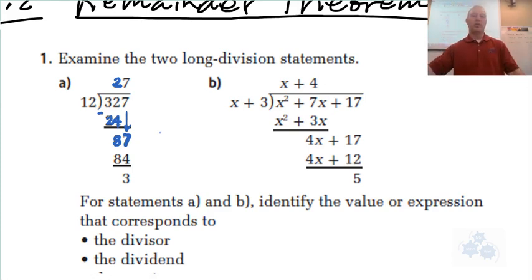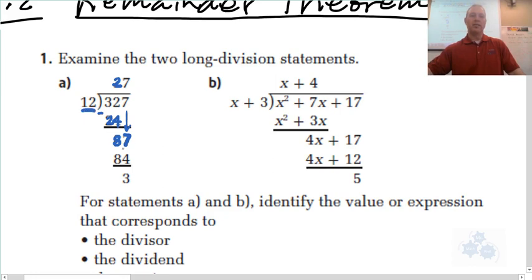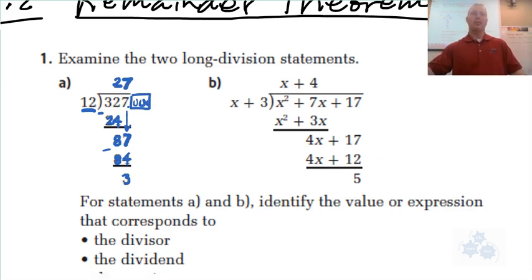Now, we do everything over again. So 12 into 87, or 12 times what gives us a number that is equal to 87 or just less. And that would be 7. 12 times 7, and you put the 7 up there. And 12 times 7 is 84, and you write that underneath, okay? Then you subtract, you get a 3. And there are no more numbers left. Now, you could put a decimal and add some zeros and keep going. But we're not going to do that.